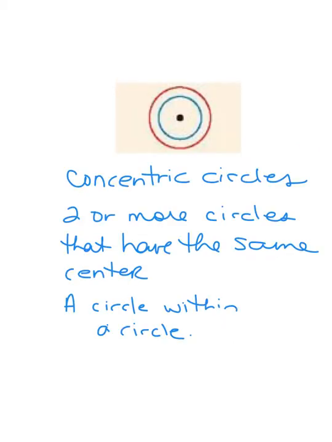When we're talking about concentric circles, we're talking about 2 or more circles that have the same center. So here we have a circle within a circle, and it almost looks like a target or a bullseye. So that's when we know we have concentric circles.